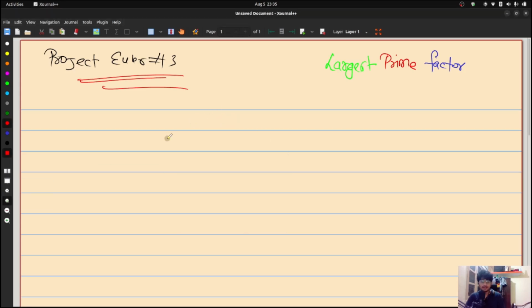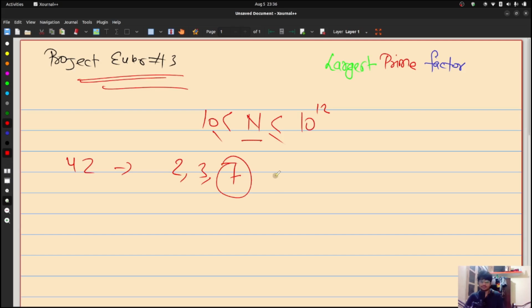The question is saying that we will be given an n, and this n lies between 10 to 10 to the power 12. We need to find the largest prime factor of this n. For example, if our test case was 42, then the prime factors of 42 will be 2, 3, and 7. So 7 will be our answer, since 7 is the largest prime factor of 42.